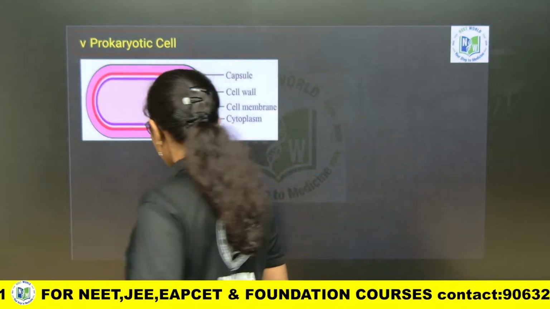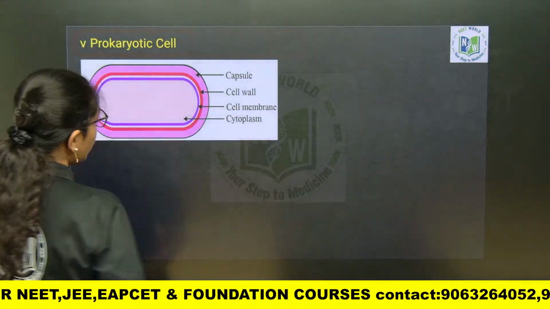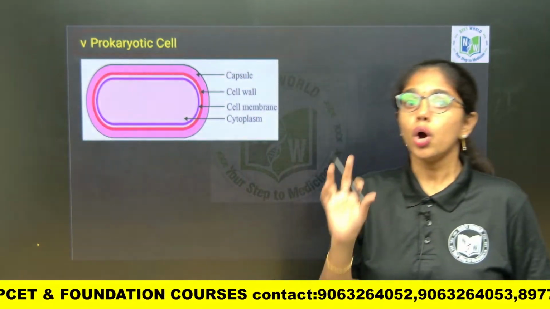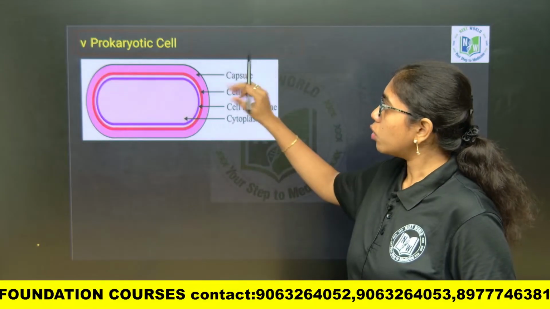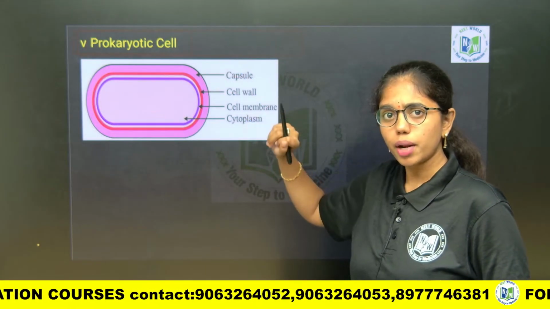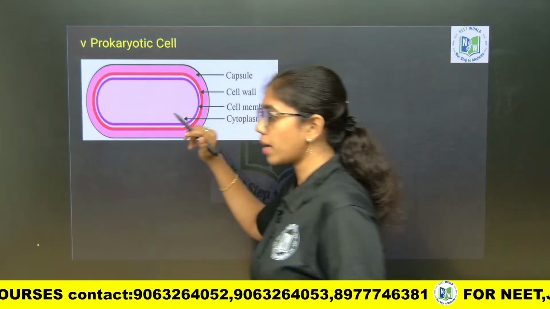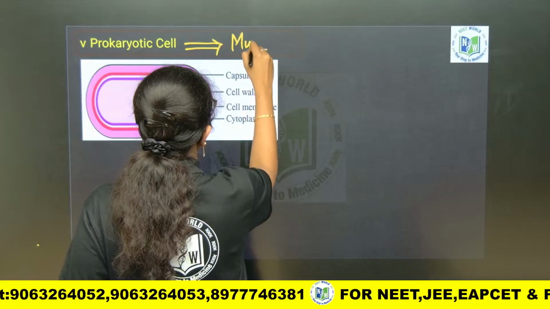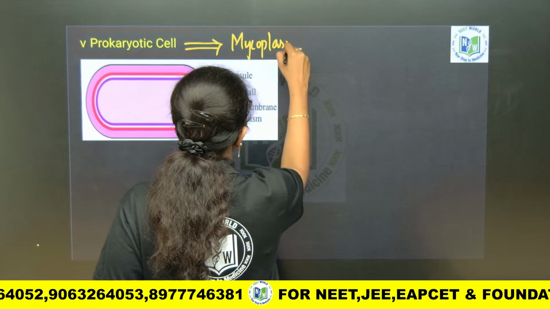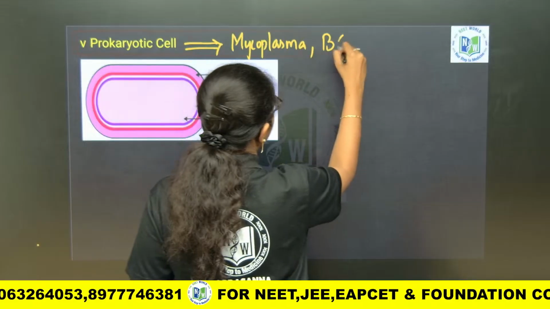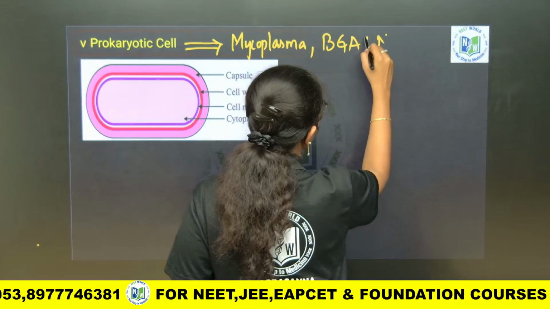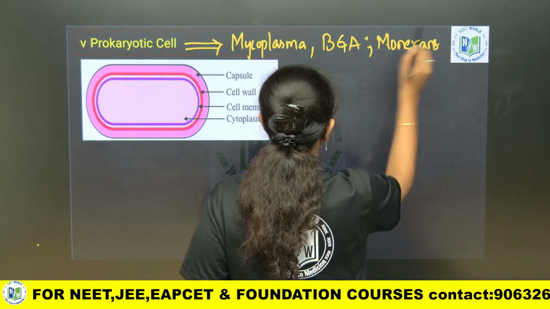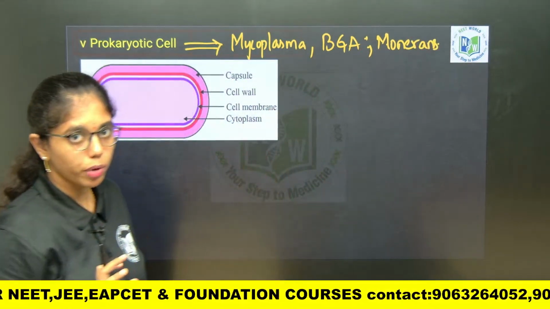Fine. So prokaryotic cell, let us go from the outer layer to the inner layer. What are included under prokaryotes? You tell me. Prokaryotes include mycoplasma, blue-green algae and all monerans. Monera are the sole members of the prokaryotes.